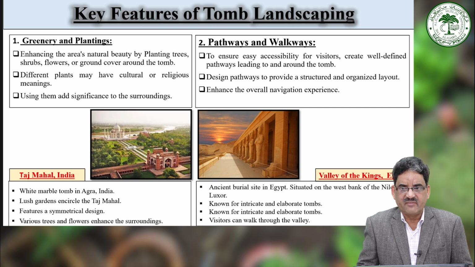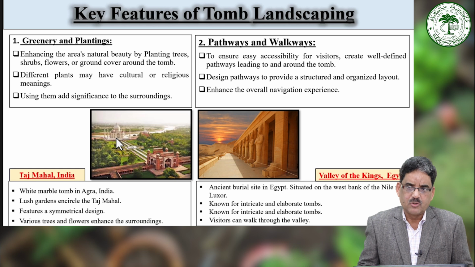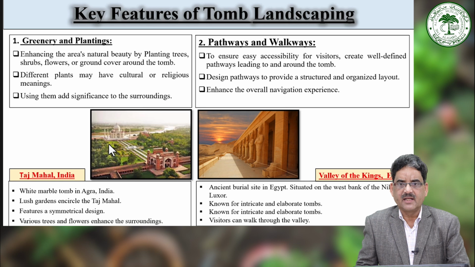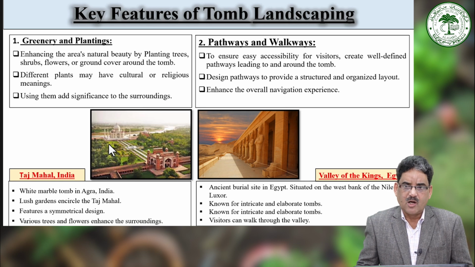One example of a famous tomb known for its greenery and planting is the Taj Mahal in Agra, India. It is a white marble tomb surrounded by lush gardens featuring a symmetrical layout with pathways, fountains, and various types of trees and flowers.